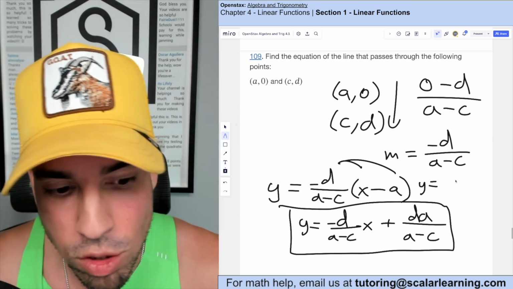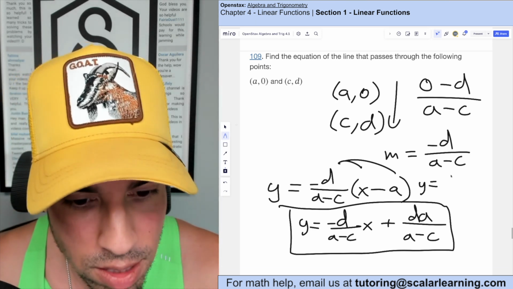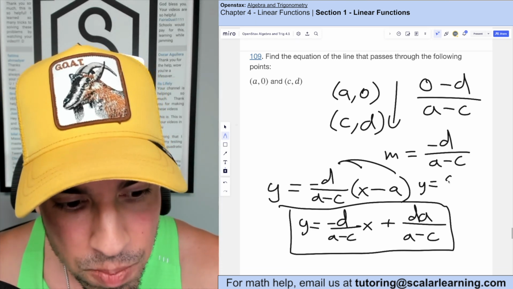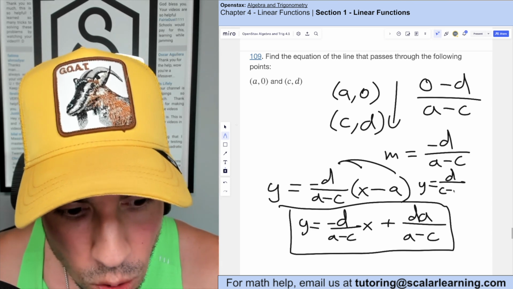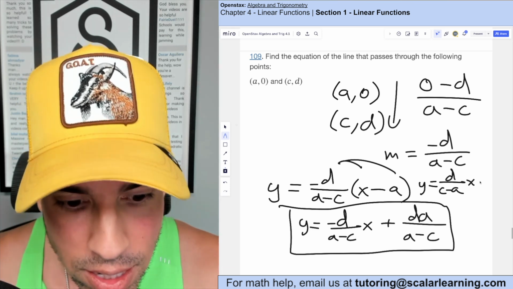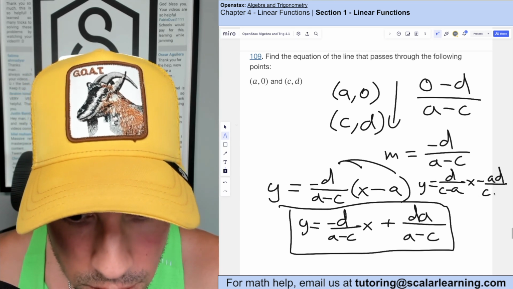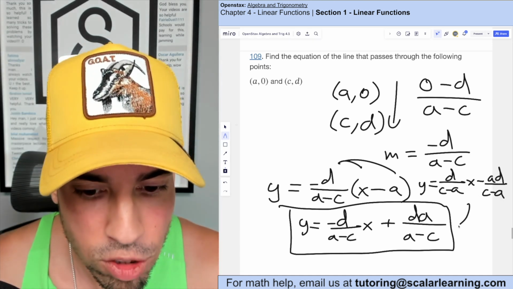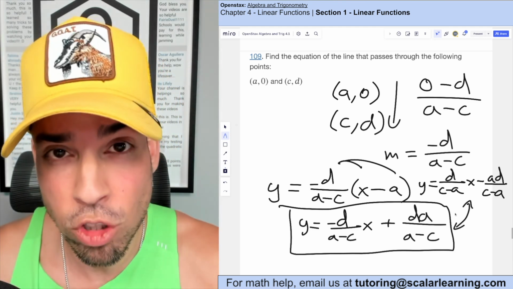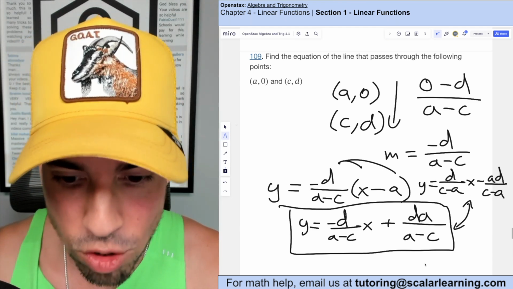So this is an alternative answer, just if you're wondering, hey, why does this not match with the back of the book? It's equivalent, but it'd be positive d over c minus a x, and then it's negative ad over c minus a. Once again, these two are equivalent, so both should be correct, but this is how they got the answer in the back of the book.